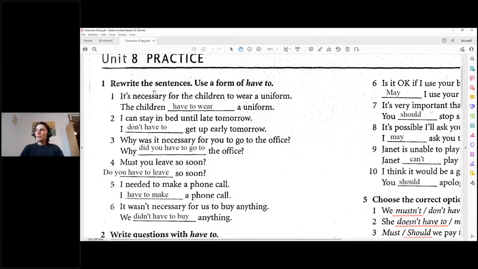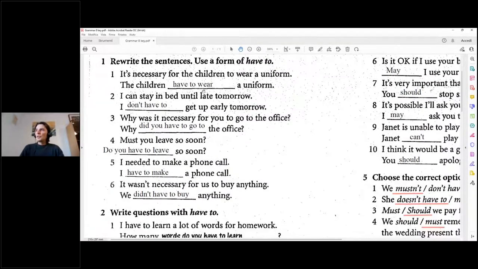Exercise 1 was rewrite the sentences, use a form of have to. So it's necessary for the children to wear a uniform. The children have to wear a uniform, right? Have to. It's necessary. Have to.